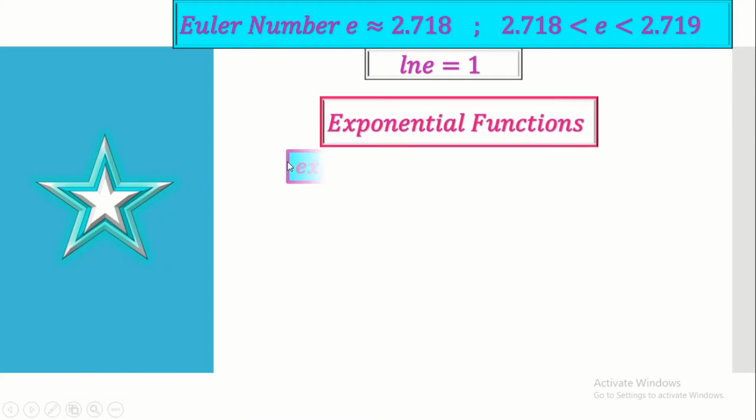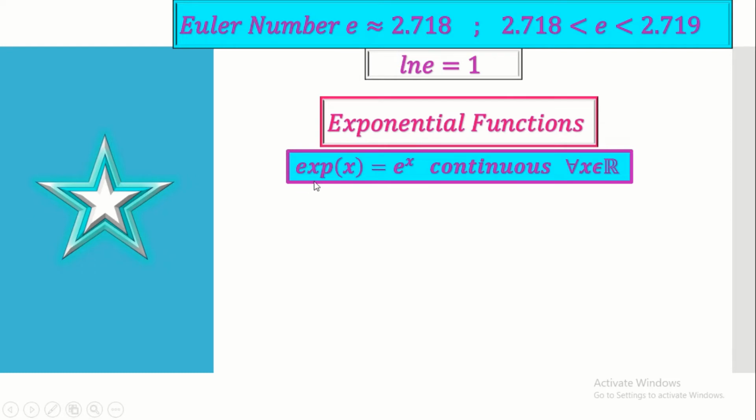The exponential function is in the form exp(x) equals e to the power x, where e is the Euler number that we have learned about. Actually, when we talk about power, such a function is continuous for every x belonging to R. So exponential functions are in the form e^x. Well, now let's learn about some properties of the exponential functions.